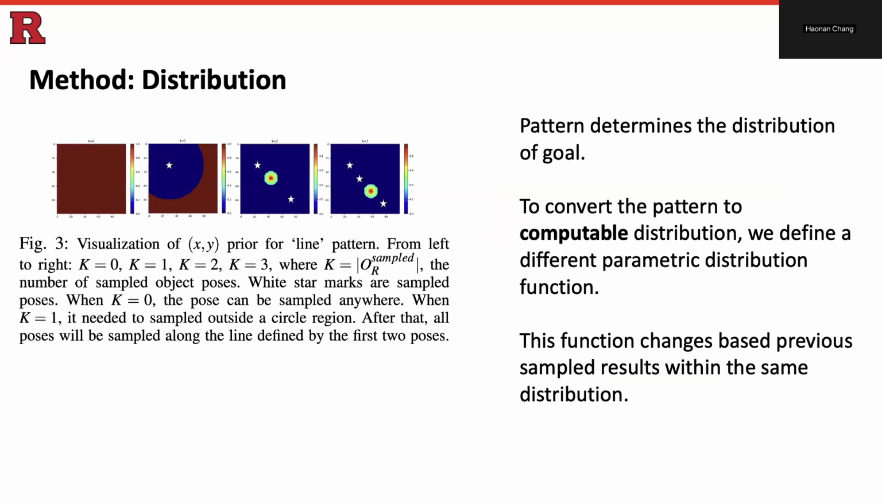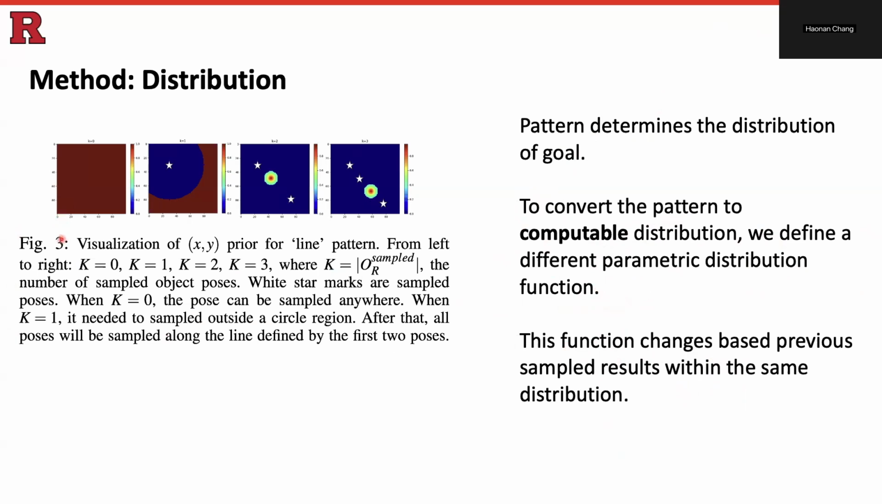So after we determine the patterns, we need to convert those patterns into a computable distribution. To do this, we define a different parametric distribution function for different types of patterns. And this function should change based on previous sampled results within the same pattern.